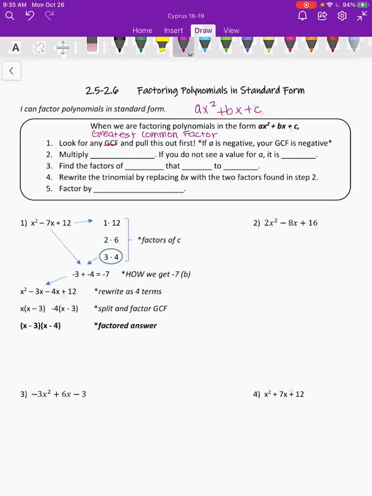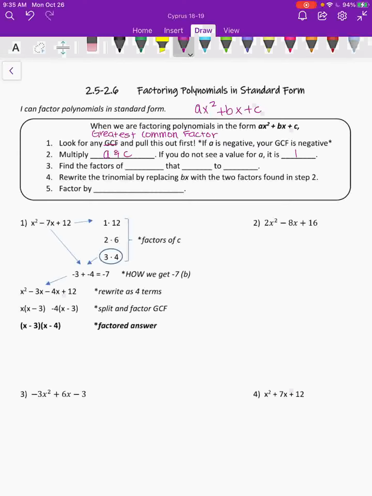Okay. Step 2, multiply A and C. Okay, your first number and your last number. If you don't see a value out front for A, it is 1. Just like if we don't see a number in front of a variable, we put a 1 in front of it.